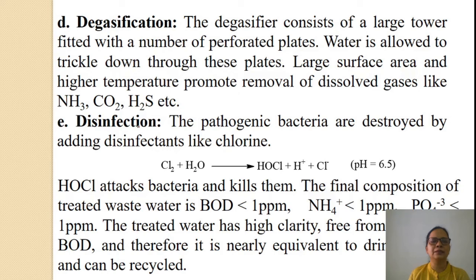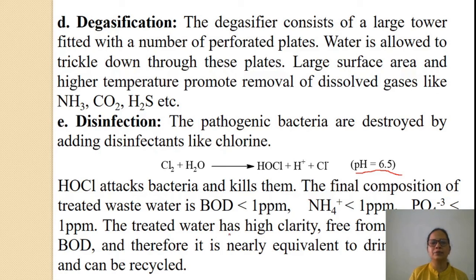The last step in tertiary treatment is disinfection. The pathogenic bacteria, disease-causing bacteria, are destroyed by adding disinfectants like chlorine. Chlorine plus H2O gives HOCl, hypochlorous acid, and H+ and Cl-. The pH of this water will be around 6.5. So HOCl, hypochlorous acid, attacks bacteria and kills them.